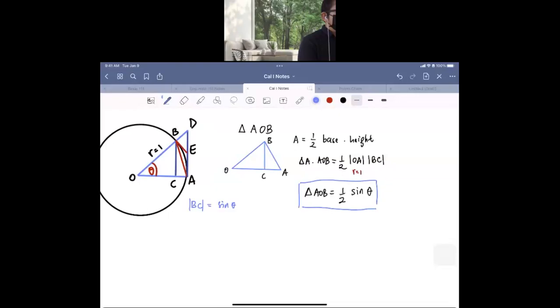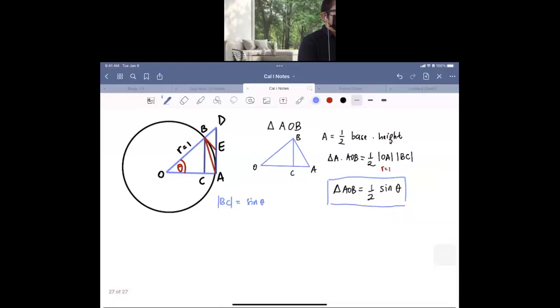Now another triangle that we are going to compare with is the big triangle that has the AD. So, AOD.